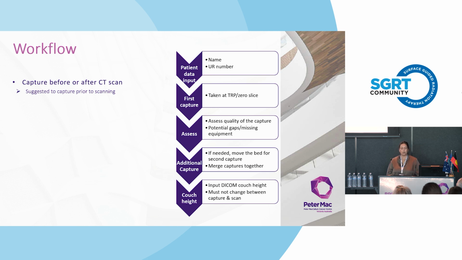You then need to assess the quality of that capture, so make sure there's no gaps in it or any missing information or equipment. If you do need to, you can then move the bed away from the gantry to take a second capture, and the program will then automatically merge those together. The last part of the process is inputting the DICOM couch height from the CT, and it's really important to note you can't change the height of the couch between either of the captures or the scan itself.